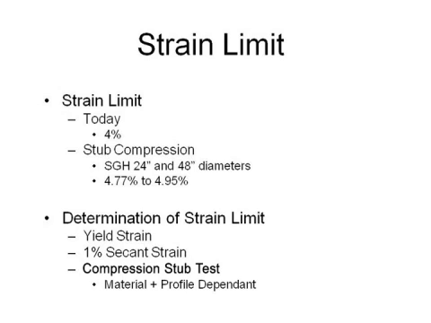You can run into situations where there's question about determination for the ultimate strain limit. There are additional strain limit tests that can be run, such as yield strain, 1% secant strain, and also compression stub testing that we've shown here. The reason ADS opts to use compression stub testing is because it's the only test that incorporates the actual profile geometry in conjunction with the material properties.